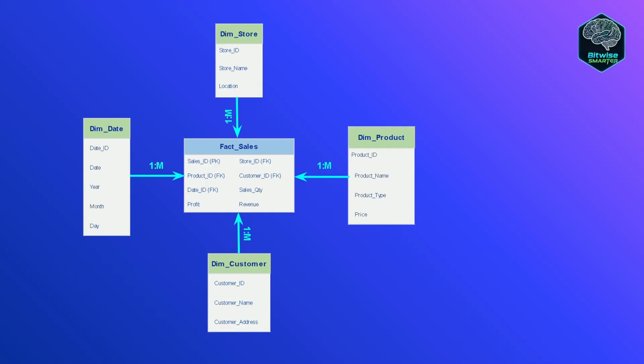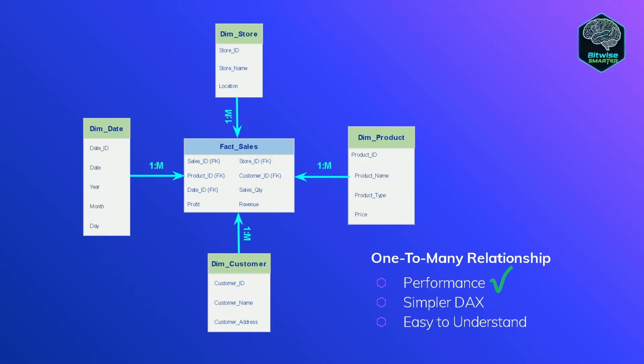Now, why is this preferred? First, performance. Power BI's engine thrives on this structure, leading to faster query times. Second, simpler DAX. It simplifies measure creation as context propagation is straightforward. Third, easy to understand. The model is intuitive and less prone to errors.